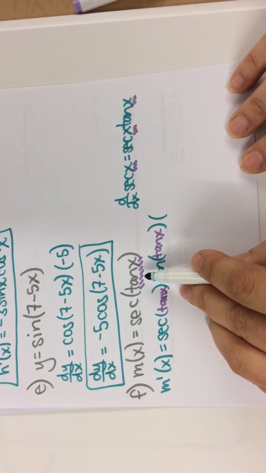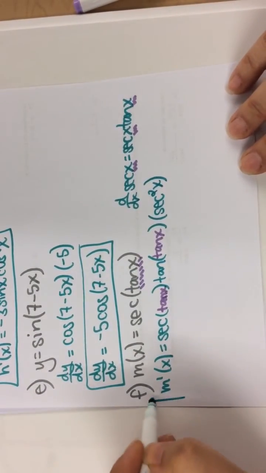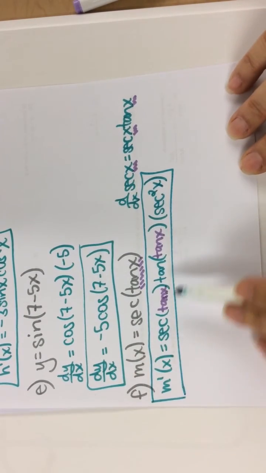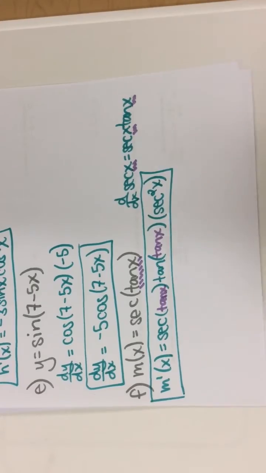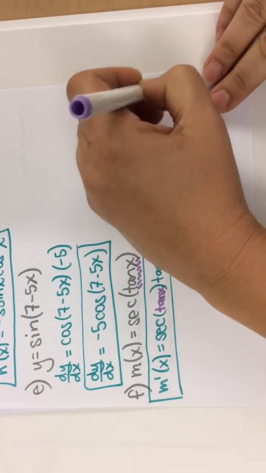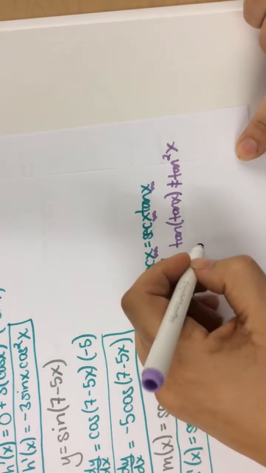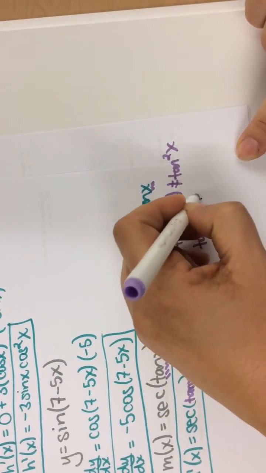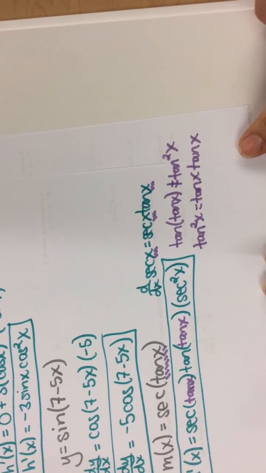What's the derivative of tangent? Secant squared. And there's really no way to make that look prettier. So secant of tangent of x, tangent of tangent of x, and secant squared x. This is not tangent squared. So side note, tangent of x squared is not tangent squared. Tangent squared is tangent x times tangent x. So hopefully you can see the difference there. It's tricky. It's definitely tricky.